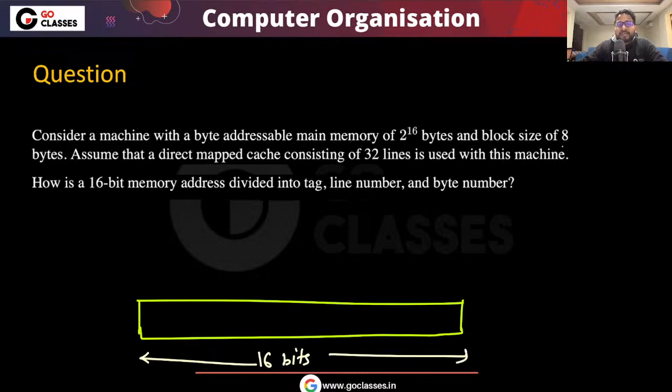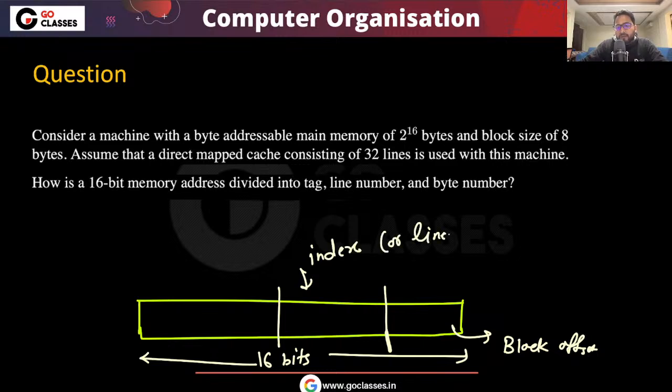And the block size is 8 bytes. In the main memory, or the physical address, we will be dividing it into 3 parts. One is called block offset, and this is based on the block size. Another one is called index, or the line number. Another one is called tag.